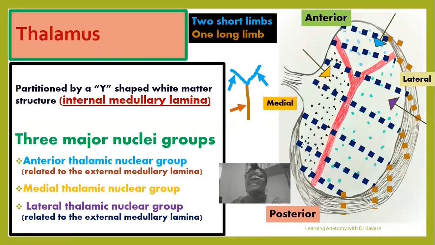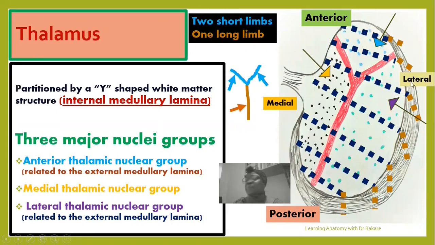So if you look at the external medullary lamina that is seen as a white matter covering limited to just the lateral side of the thalamus, you see that it is related to the lateral thalamic nuclear group and also the anterior thalamic nuclear group. This external medullary lamina does not have any structural relation with the medial thalamic group.